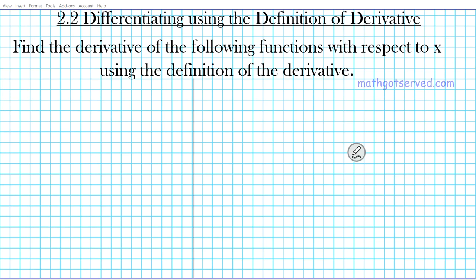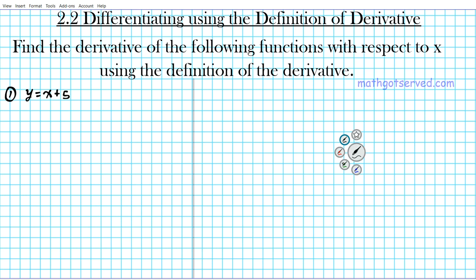Alright, so the instructions for the examples that we're going to be doing are for us to find the derivative of the following functions with respect to x using the definition of the derivative. Okay, so for question number 1, let's say we have the function y equals x plus 5.